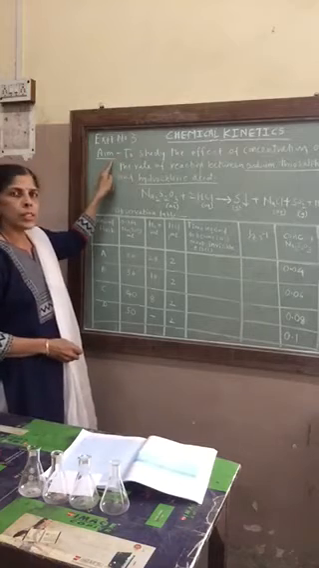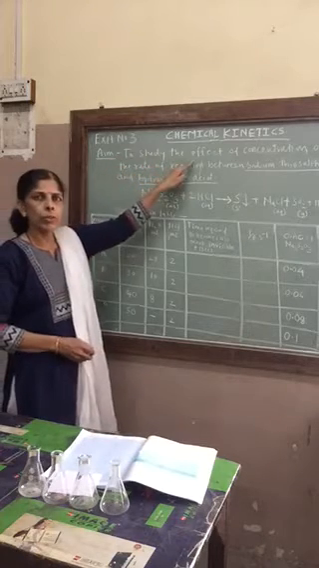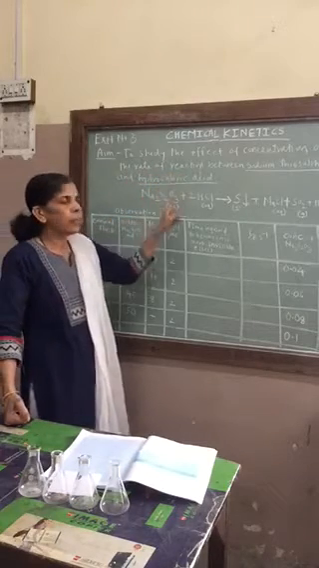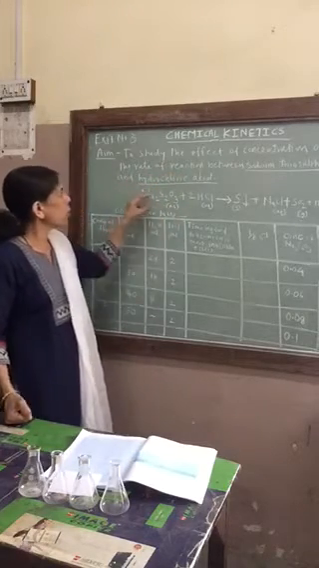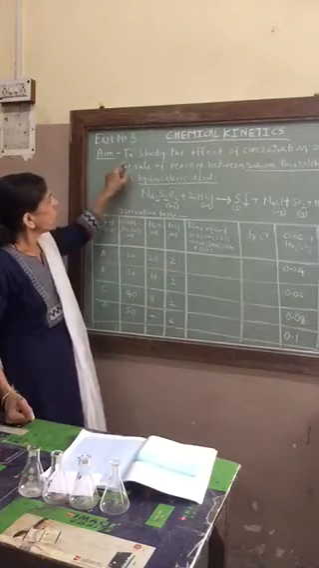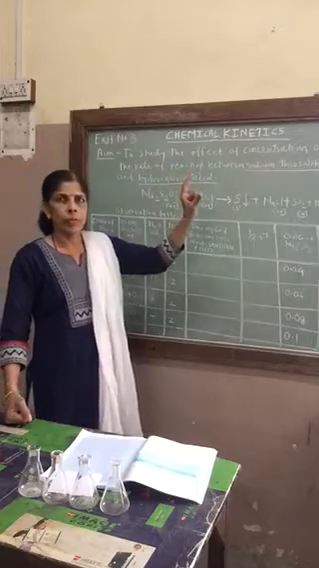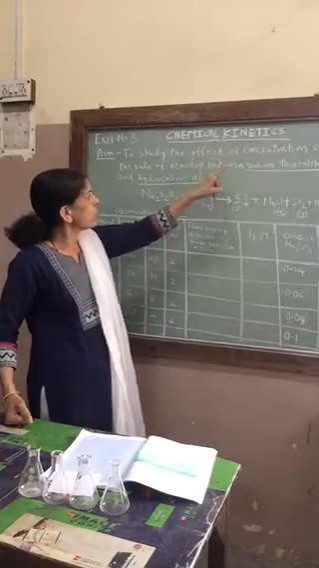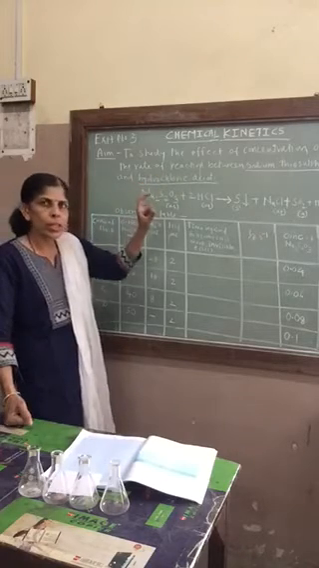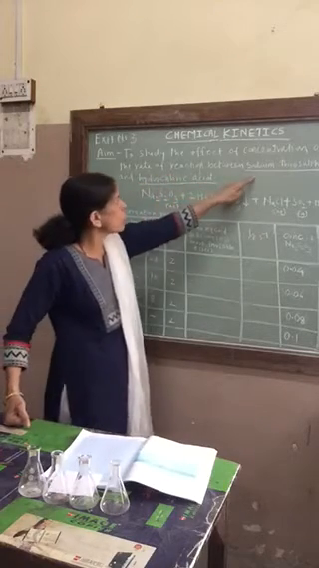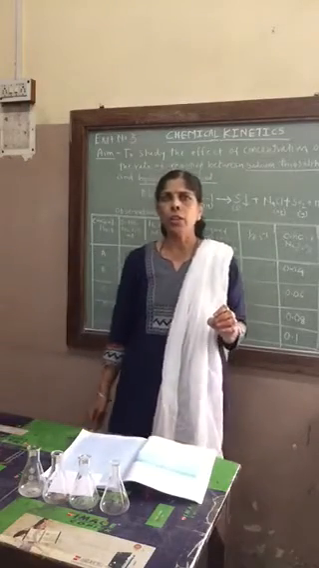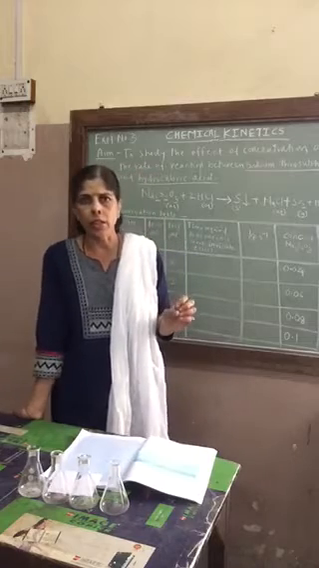The aim of the experiment is to study the effect of concentration on the rate of reaction between sodium thiosulfate and hydrochloric acid. See the aim carefully again. What you have to study is the effect of concentration on rate of reaction. Between which reaction? The reaction between sodium thiosulfate and hydrochloric acid. You are going to carry out the reaction between sodium thiosulfate and hydrochloric acid.